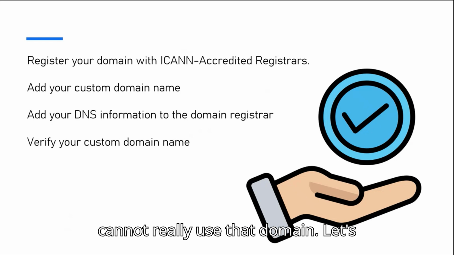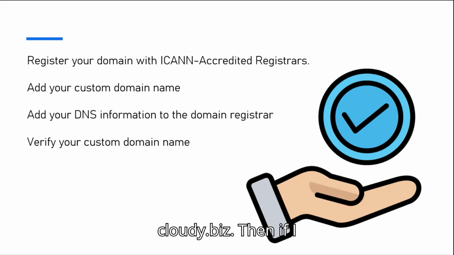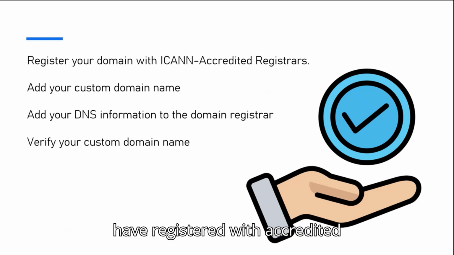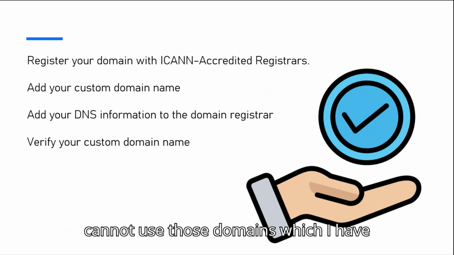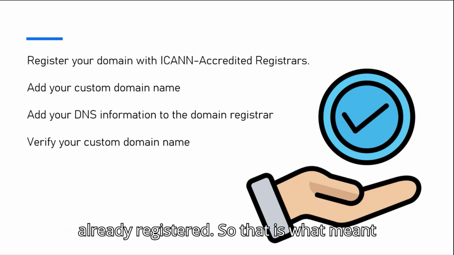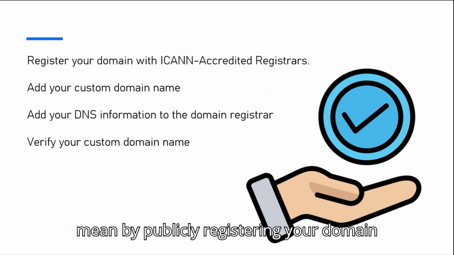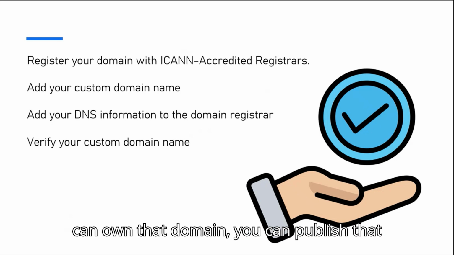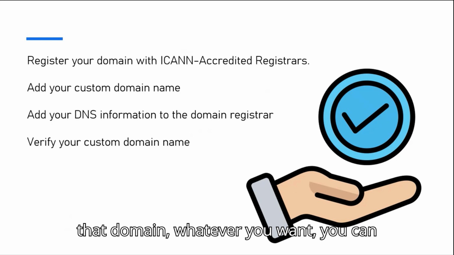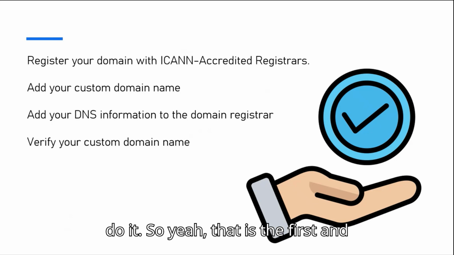Let's suppose I am owning my cloudy.biz. If I have registered it with an accredited registrar, no one else can use that domain. That is what it means to publicly register your domain, so that no one else can use it. You can own that domain, you can publish a website with that domain, whatever you want, you can do it. So that is the first and foremost thing you need to do.